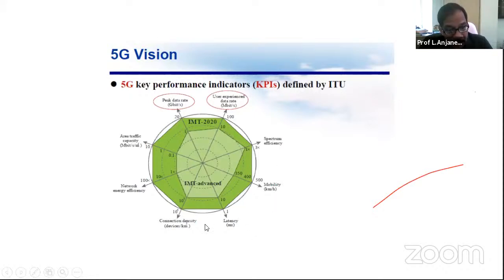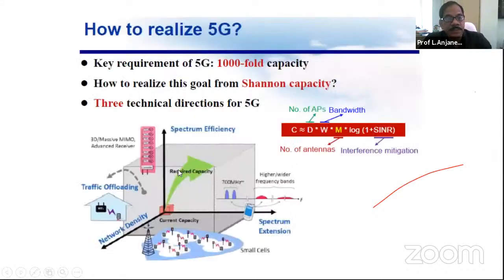as is shown here, then latency, then connection density, the number of devices within a square kilometer area, and then network energy efficiency, then area traffic capacity. These are all the key performance indicators for 5G, so it has to take care of all these things. What I'm trying to tell you is that the millimeter wave design in antennas as well as in system design should address all these aspects.